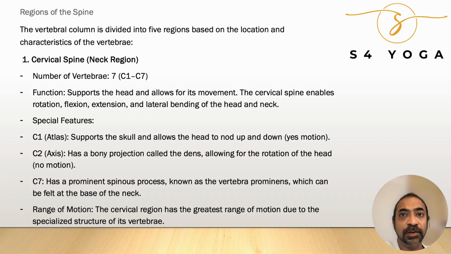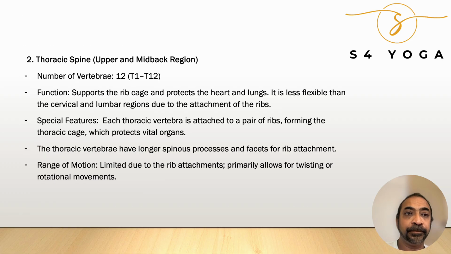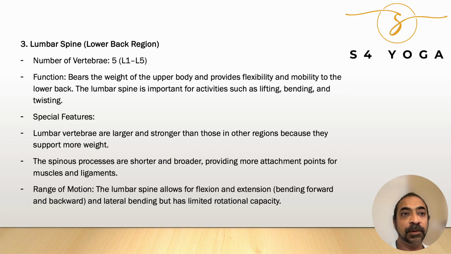The cervical spine. There are 7 vertebrae in the cervical spine. What are the main functions? It supports the head and allows for movement. Now remember, the only types of movements the cervical spine enables are rotation, flexion, extension and lateral bending of the head and the neck. Thoracic spine, the second level, it has 12 vertebrae. The main function is to support the rib cage, protect the heart and lungs.